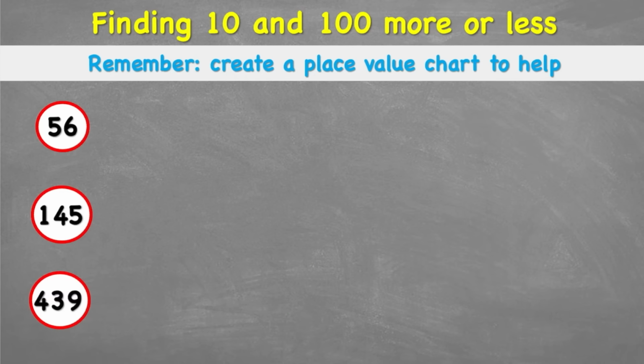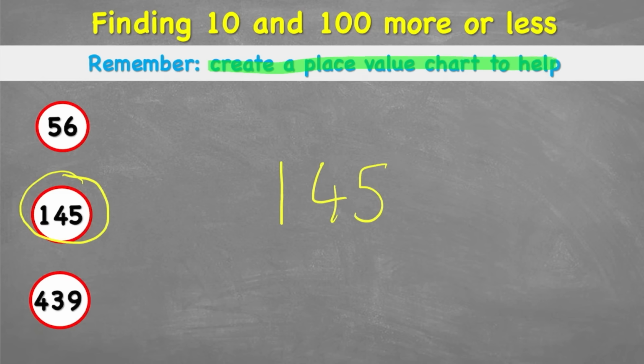Okay, let's have a look at a bigger number. Let's have a look at example 2, 145. So I have 145, and now let's remember our tip again, which was to create a place value chart to help us, which means I'm going to put my 1s or units, 10s, and now hundreds over the top.